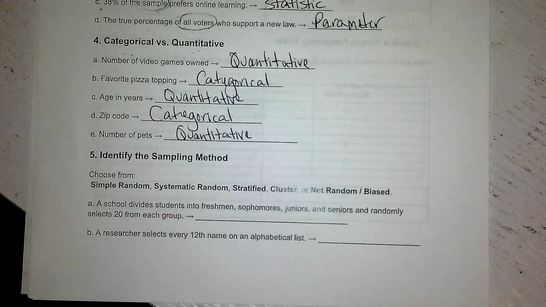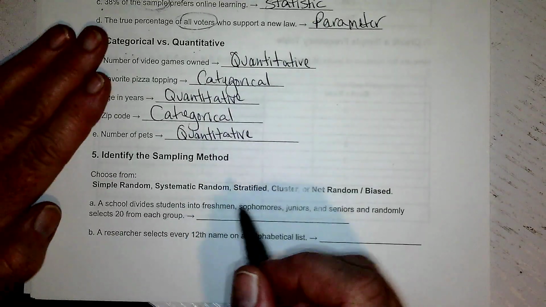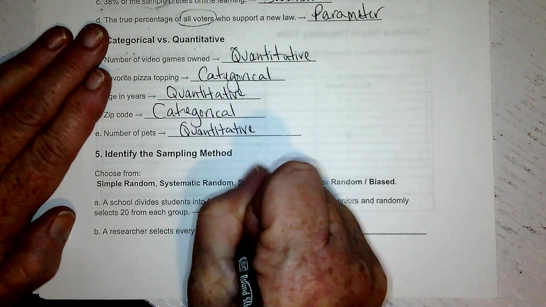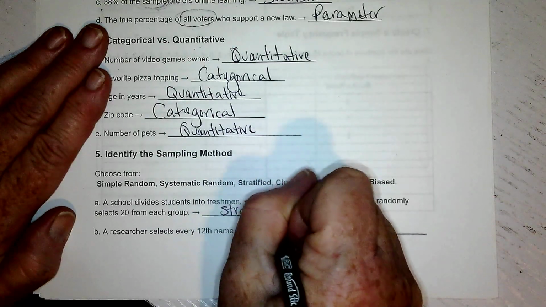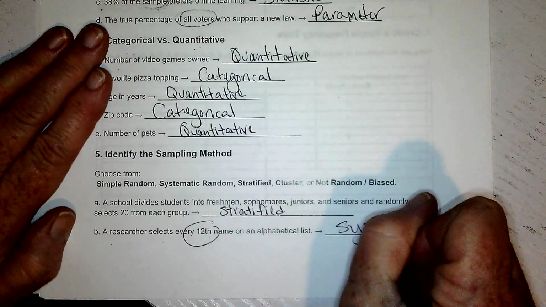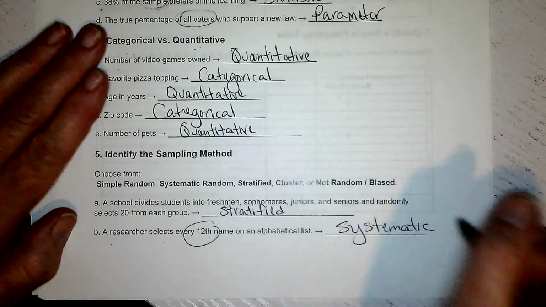A school divides students into freshmen, sophomores, juniors, and seniors. So we've got 4 grades, and randomly selects 20 from each group. Well, that's going to be stratified. A researcher selects every 12th name. That's going to be systematic. That's all I need to see for that one.